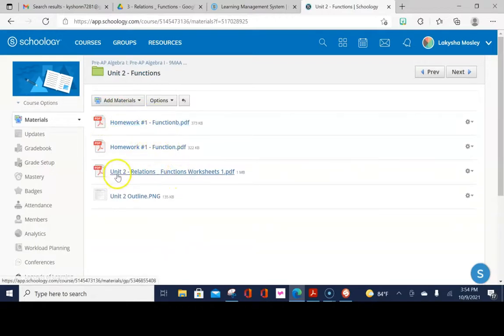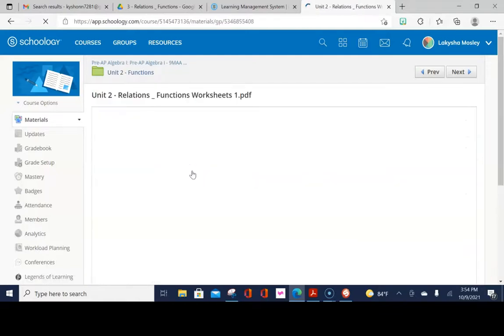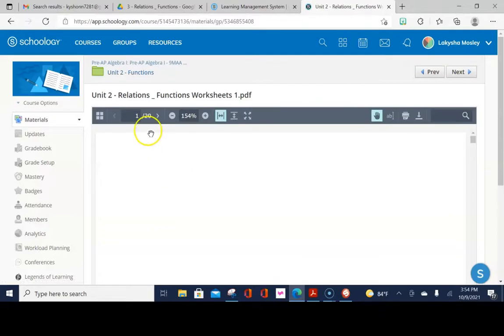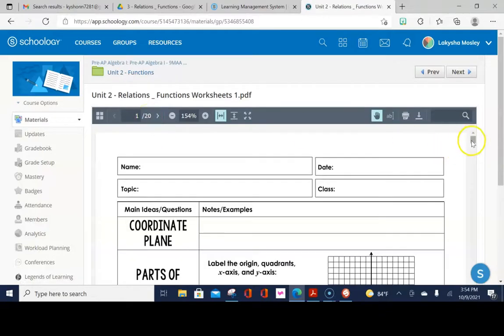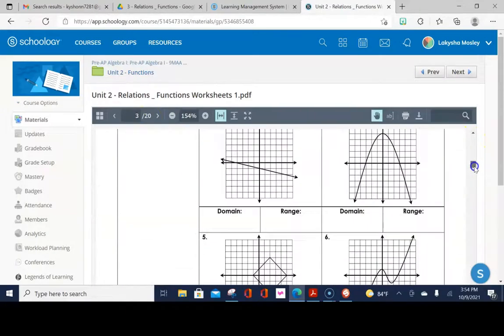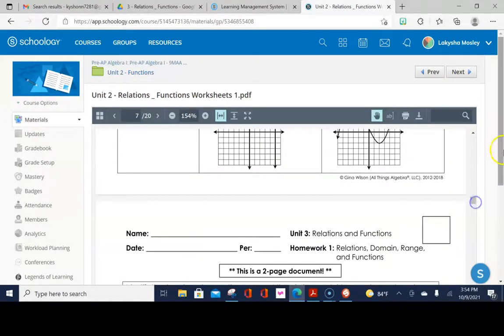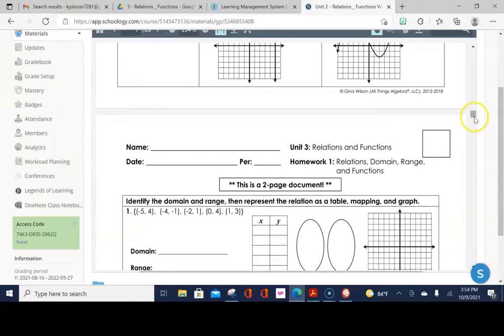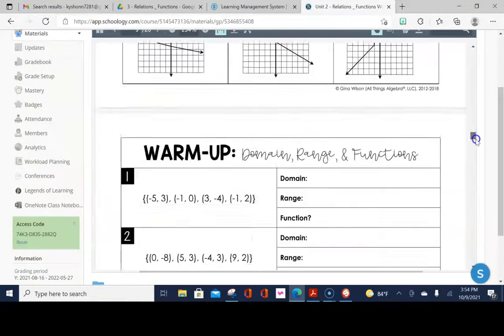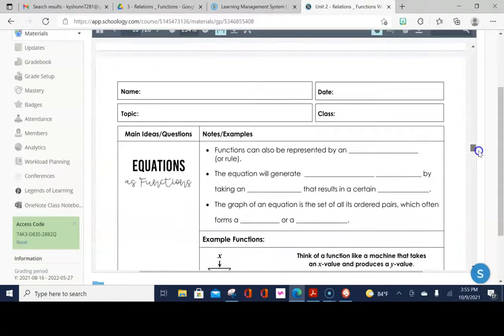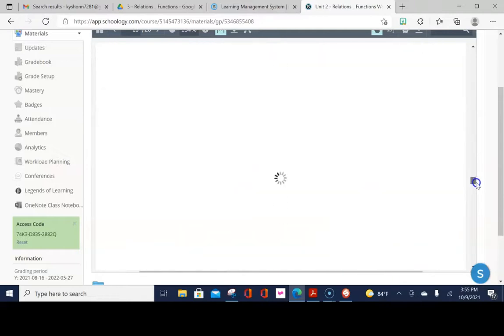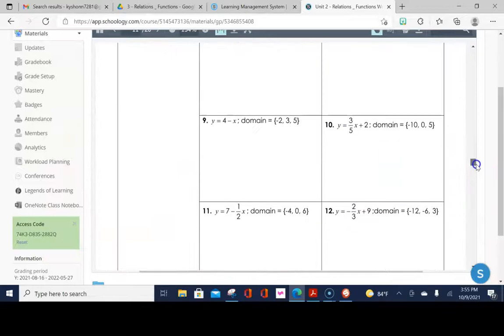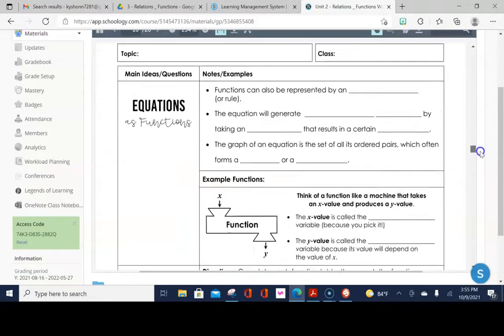Now, if you go here where it says Unit 2, Relations, Function Worksheets number 1, there's about maybe 20 pages, as you can see. This is everything that we've covered up to this point. So again, the first packet that you have, here's everything for that. But as you keep going, it will then change into, right here, equations as functions. So those of you that did not get the hard copy, pages 10 all the way through 20 is the packet. So when you come in on Tuesday, guys, I will provide you with a copy of this.